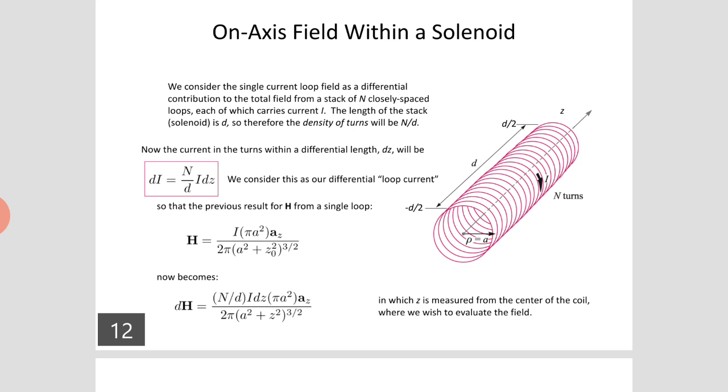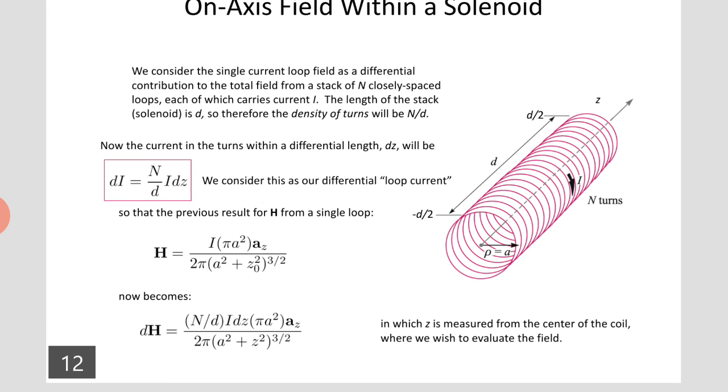Now the current in the turns within a differential length dz will be, as you calculate, dI equals n by d times I dz. So here you can estimate the value of dI. Now we consider this as a differential current loop, dI.